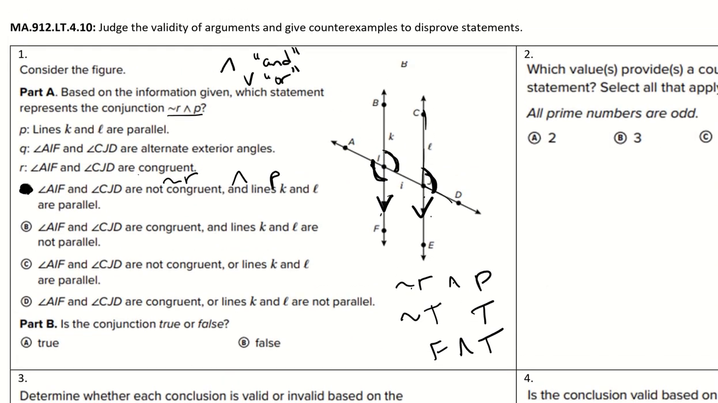So here's the thing about and. If you have true and true, that means you get true. If you have true and false, you get false. If you have false and false, you get false, okay? So both of the statements have to be true in order for the overall result to be true. If one or both of them are false, then the entire statement is false. So since we have one of them false, the answer is that it's false.